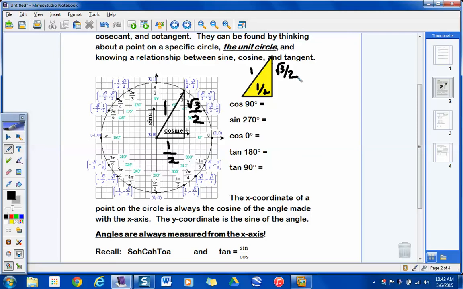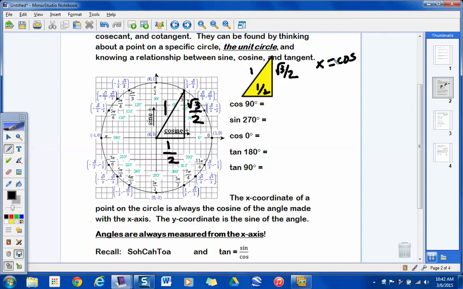Okay, now down here, guys, it says the x-coordinate of a point on a circle is always the what? Cosine. So this point right up here is written as an x comma y for that circle. And what that means is this. It's saying the x-coordinate of a point on a circle is always the cosine of the angle made with the x-axis. So the x value on any of those points will always be my cosine value. All right?